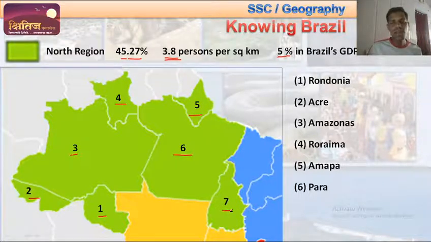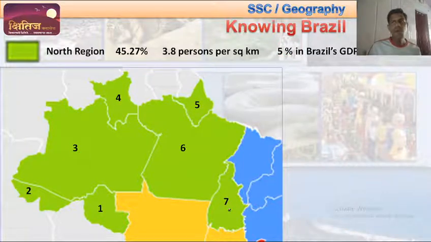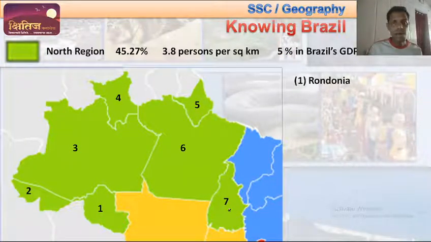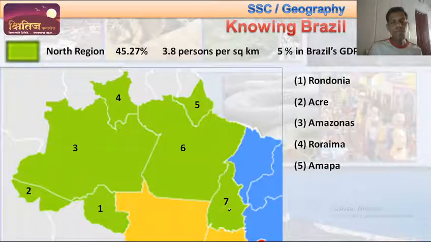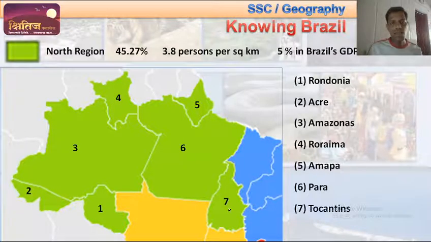And here, number 7 is Tocantins. There is a river called Tocantins which flows through this region. So let us revise the 7 states which belong to the northern region of Brazil one by one once again. The first one is Rondônia, second is Acre, third is Amazonas, fourth is Roraima, fifth is Amapá, sixth is Pará, and seventh is Tocantins. Okay, so I hope the first region is clear.